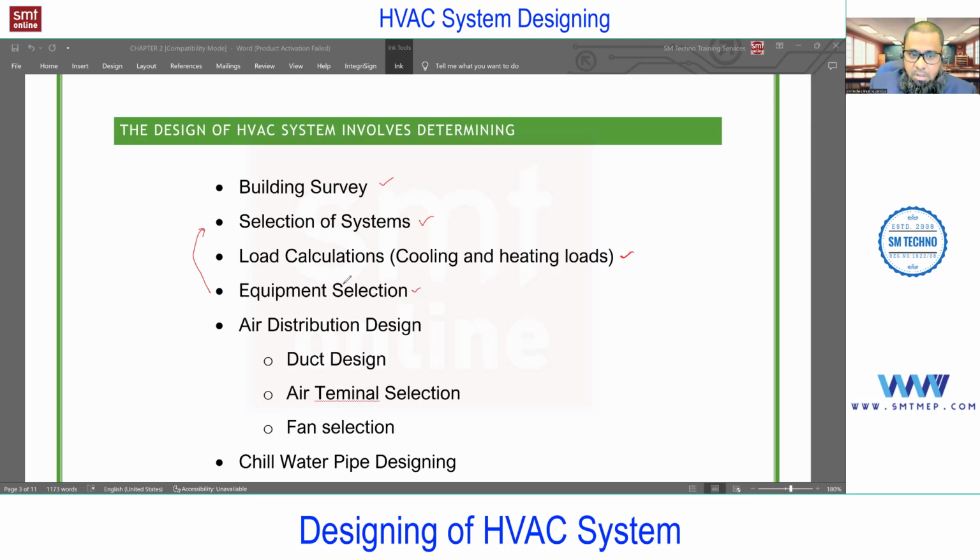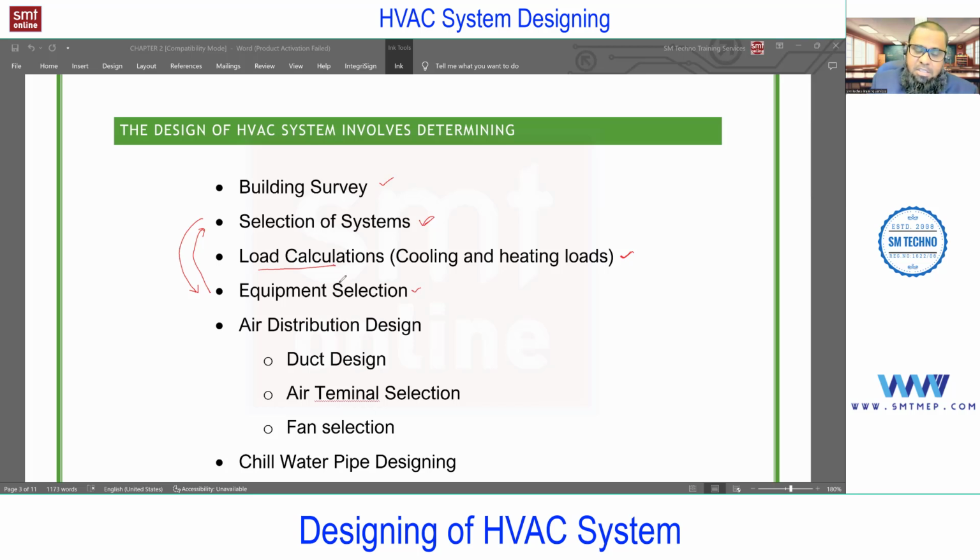Based on the results, what we're going to get in the load calculation. For example, initially I decide to go with the split system for a small villa project. So what I did, I just decide this system I'm going to use. But what capacity of that system? You'll get capacity in the load calculation. After load calculation, we'll do the equipment selection of the selected system.